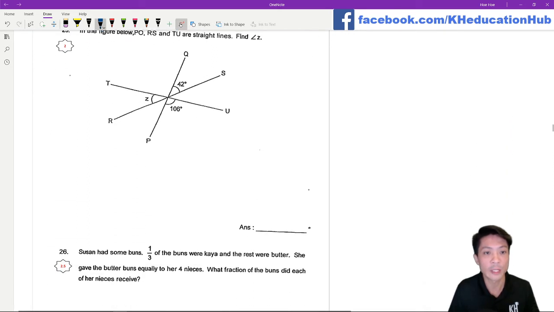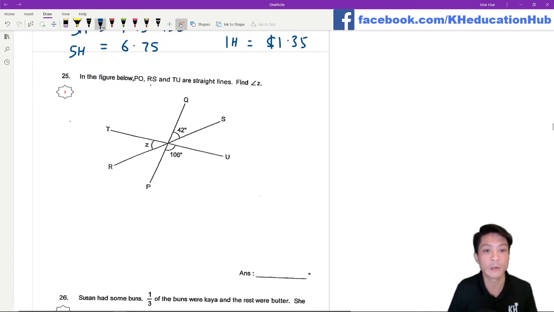Let's move on to question 25. Okay, in the figure below PQ, RS, and TU are straight lines, so they want you to find angle Z. So since they're all straight lines, which means that this is vertically opposite, this is 106, right? Okay, so we're gonna find what is the total of 106 and 42. 106 plus 42 is gonna give me 148, and then after that I'm gonna use 180 minus 148. Okay, because angle on a straight line, all 3 of them will add up to become 180. Will give me a 32.